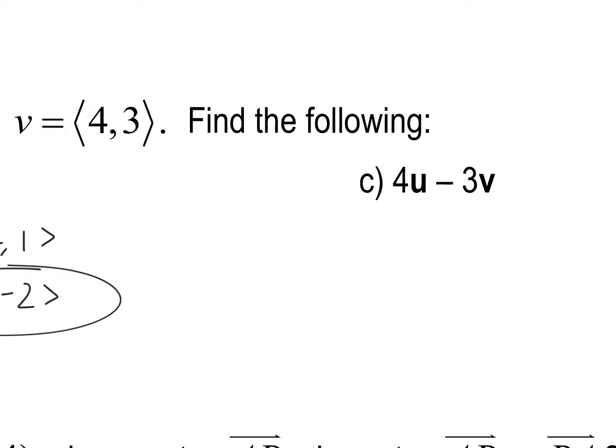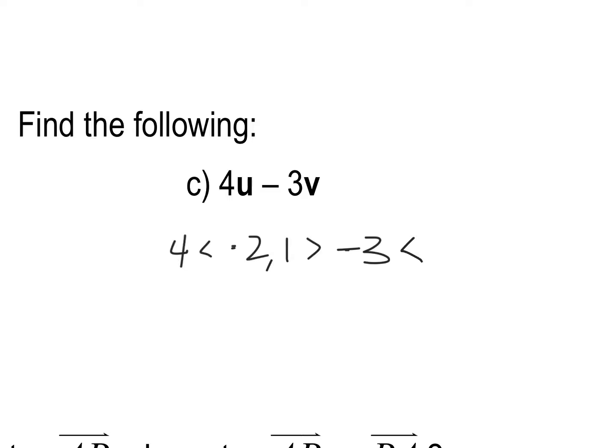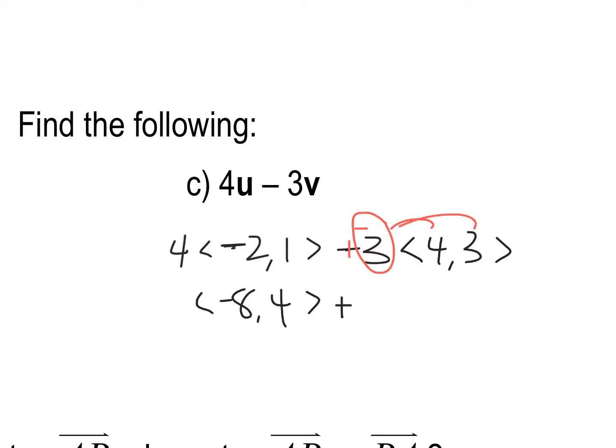And then the last one, for u is -2 comma 1 minus 3, v is 4 comma 3. And so 4 times -2 comma 1, that gives us -8 comma 4. And what I like to do, just because it's easy to lose this negative sign, is distribute the negative. So I'm going to change it to a plus, but actually distribute the -3 to both of these, just so you don't lose that negative sign. That's just a little tip for you.